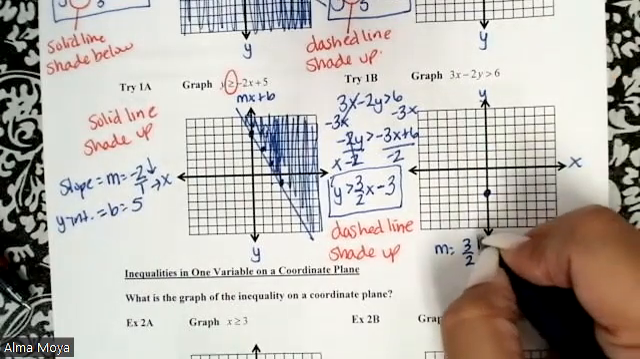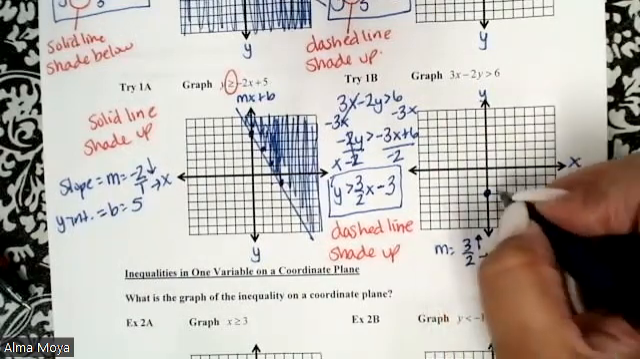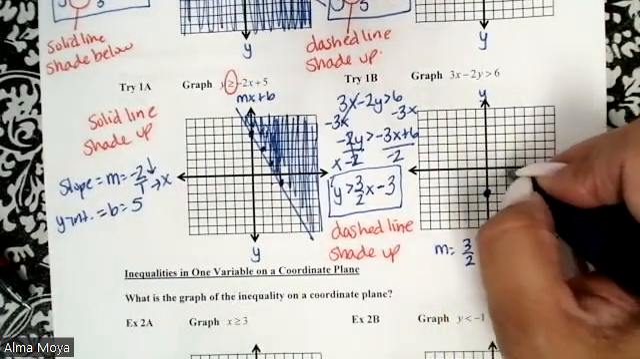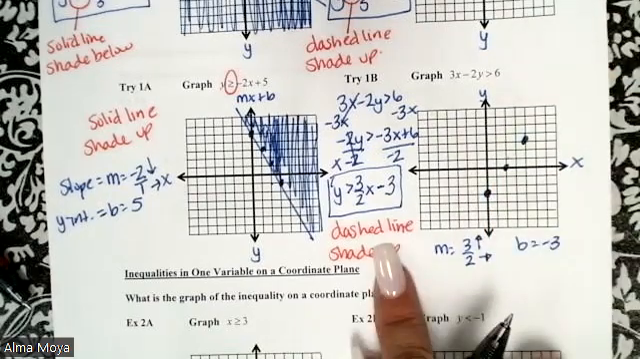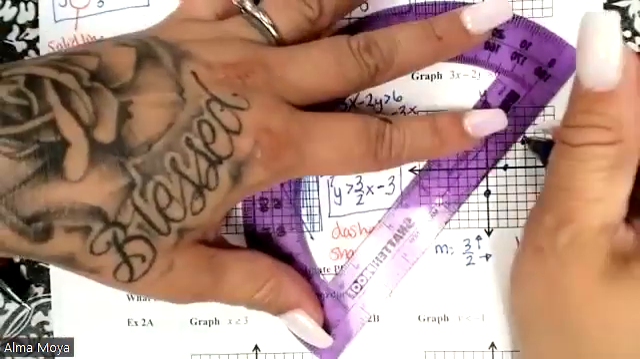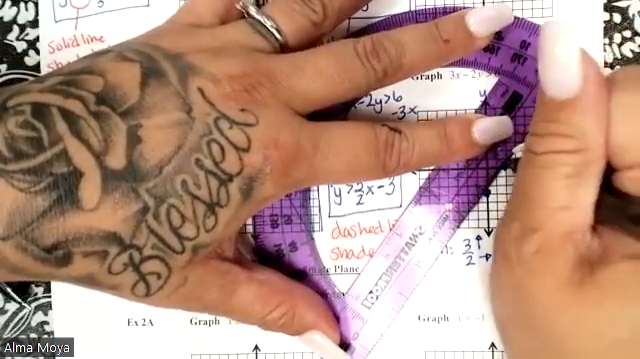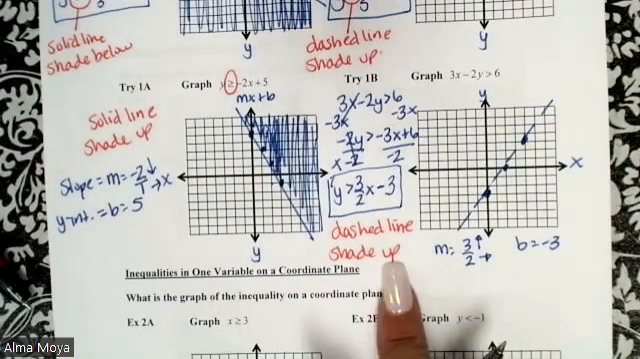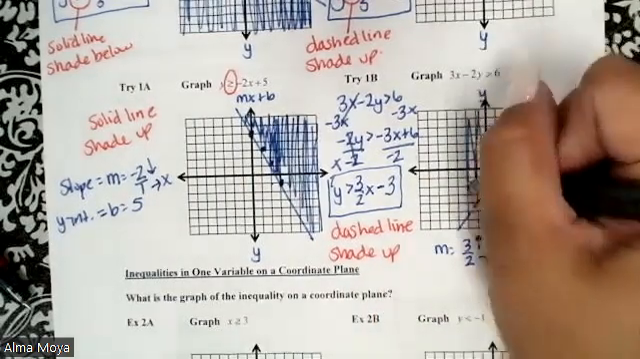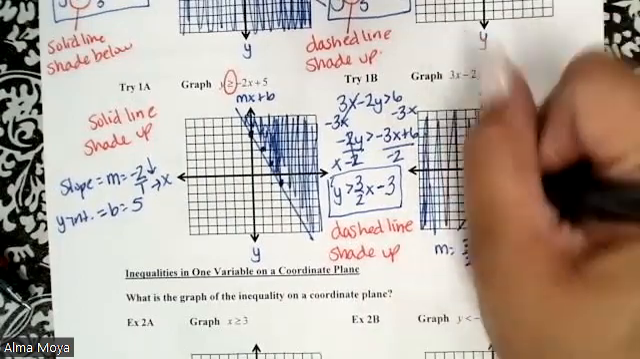And because the slope is positive, I'm going to go up 3, 2 to the right. Up 3, 1, 2, 3, 2 to the right. Connected with a dashed line. And then it says shade up. So now pick a point and shade everything above that line.